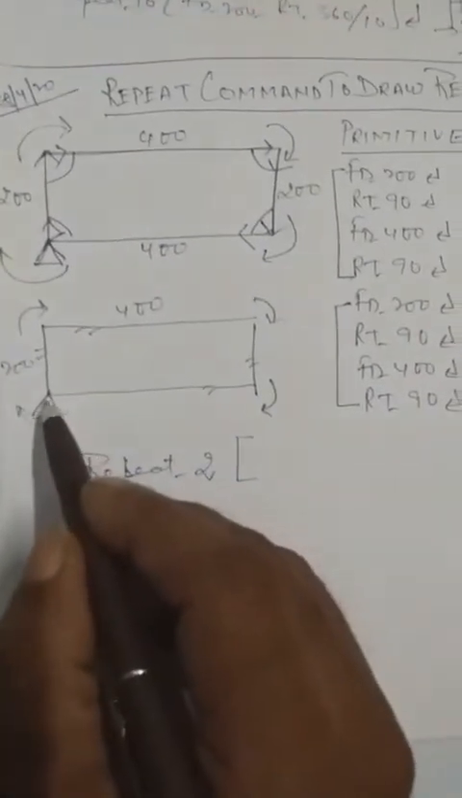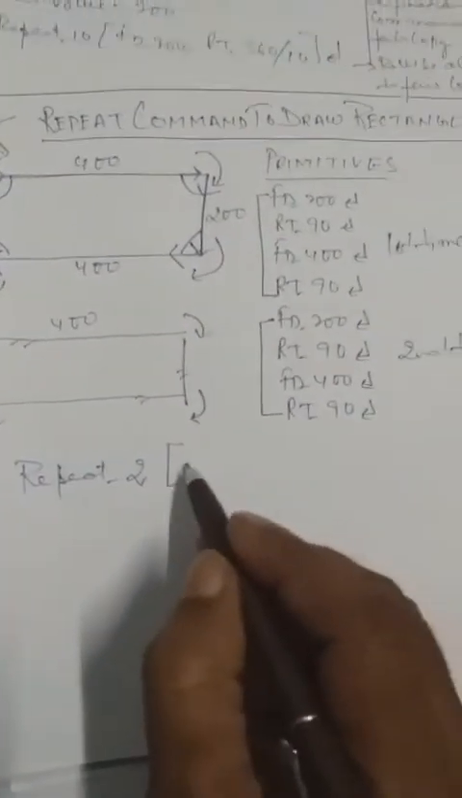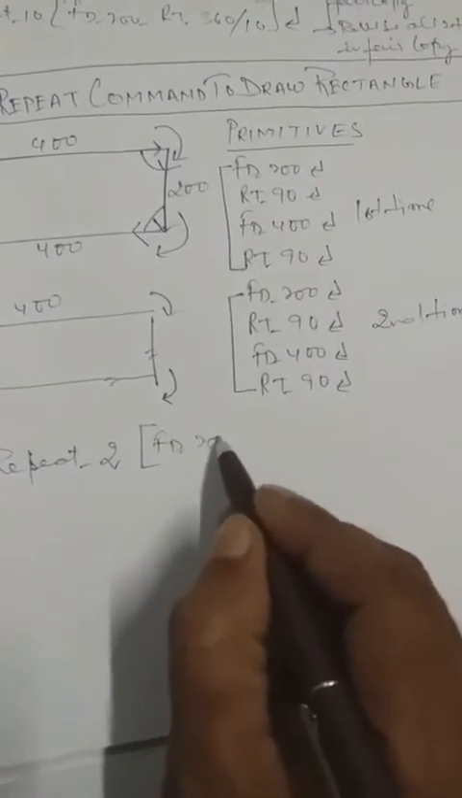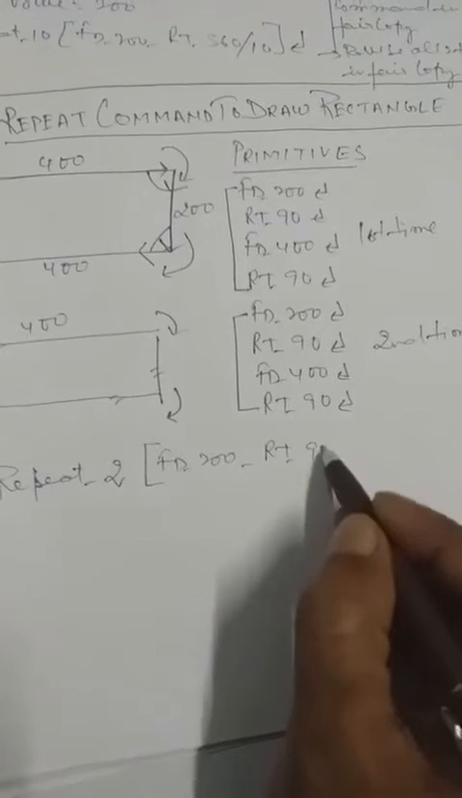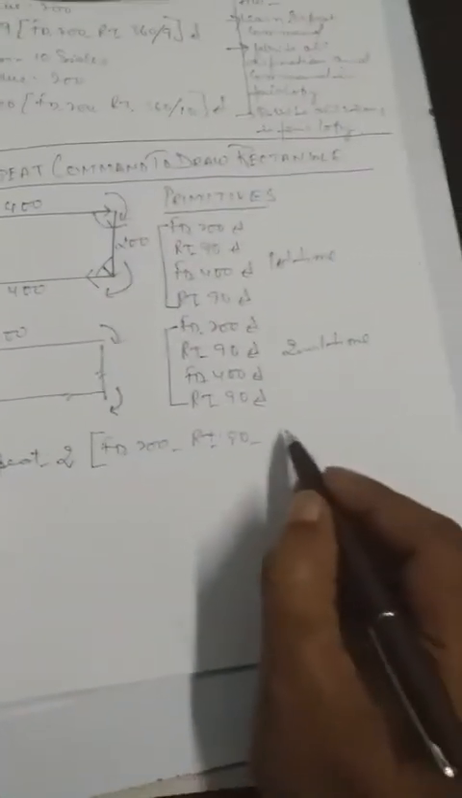So here was my turtle. First I will go 200 steps forward. So I will write here FD 200. I will turn it right 90, RT 90, and the second side is 400.